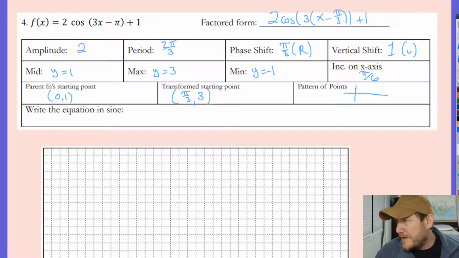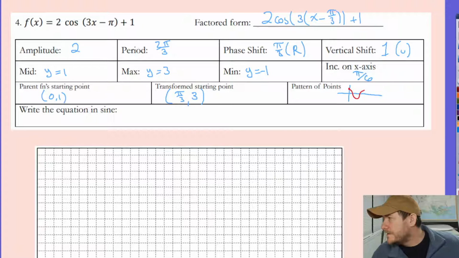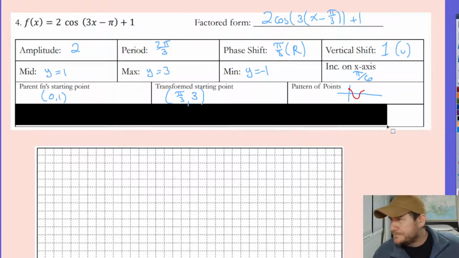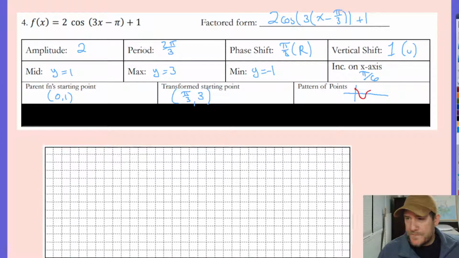We're going to start at that max and go like this. And again, no. No. No. Okay, this thing.